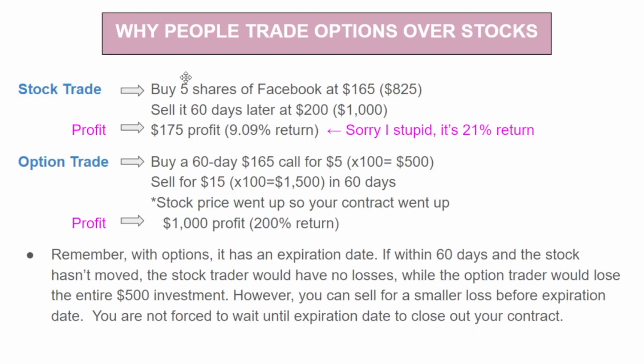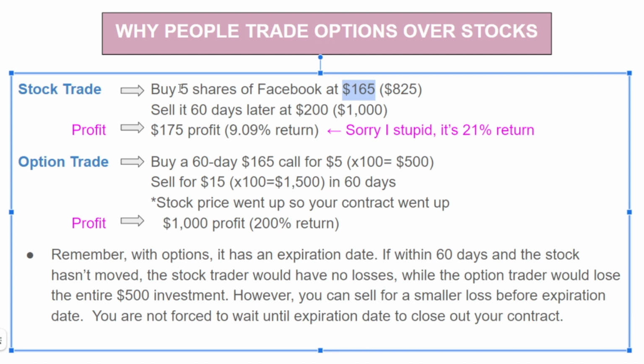Well, for one, options can give you a higher return on profits in a very short amount of time. So for example, let's say the current price of Facebook is $165. In 60 days, Facebook goes up to $200, which means it went up $35. You bought 5 shares of it for $825. You sold it 60 days later for 35 times 5 shares is $1,000. So you made $175 profit, which is a 9% return.